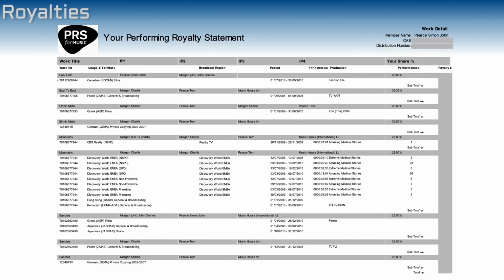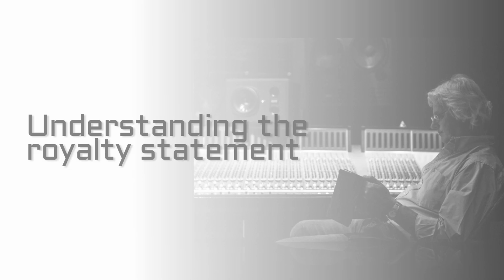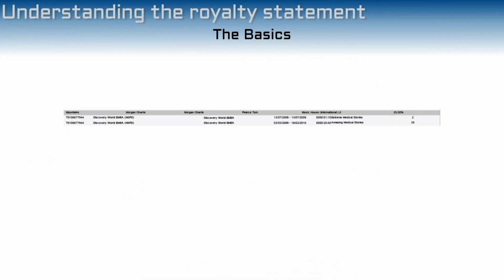Royalty statements are supplied by your Copyright Society, usually on a quarterly or 6-monthly, maybe even a yearly basis. And as you can see, they contain quite a lot of detail. So it kind of makes sense now to take a look at this in detail and see exactly what's what. Understanding the royalty statement. So let's look at an individual section for one particular song.